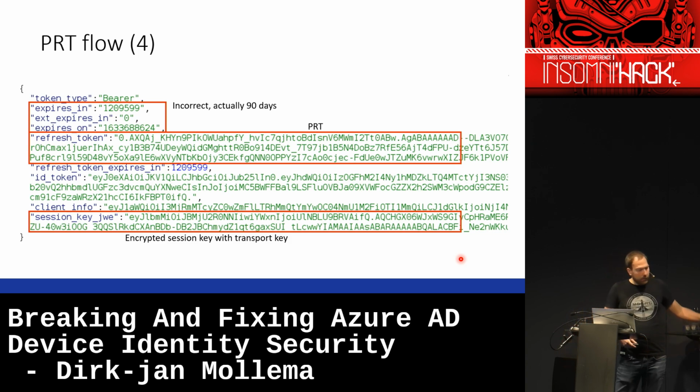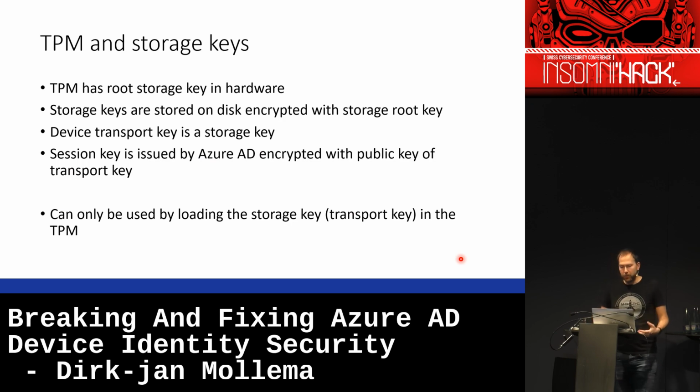Now, this storage key or this session key at the bottom, that's the interesting part because you need this to actually use the primary refresh token, which makes it very similar to a Kerberos ticket granting ticket, because then you also need the session key to use it. And how this all works with the TPM is also quite interesting.